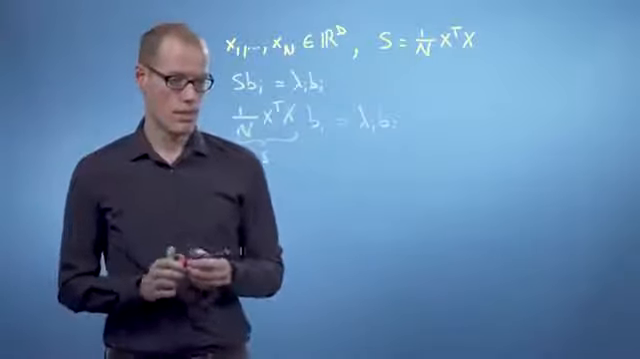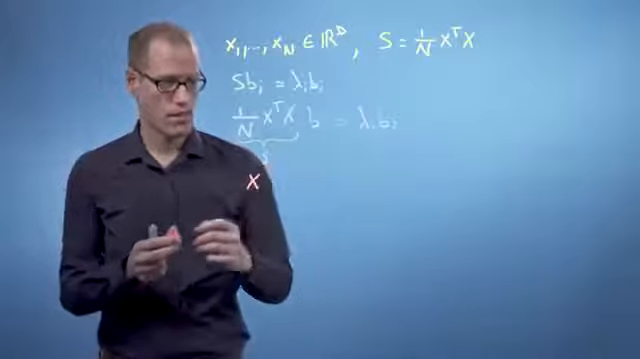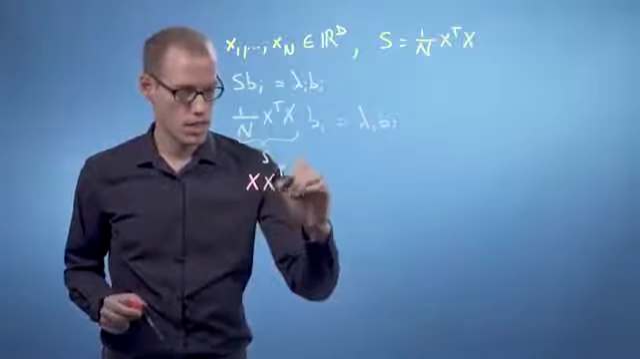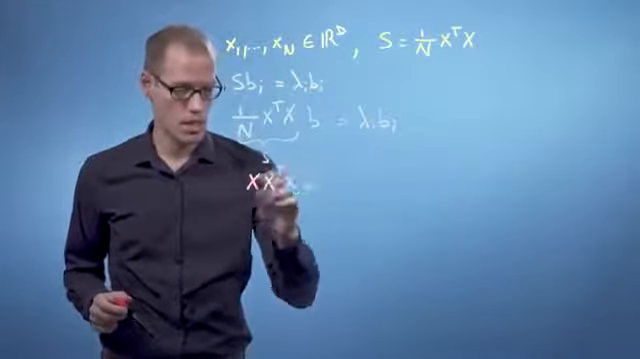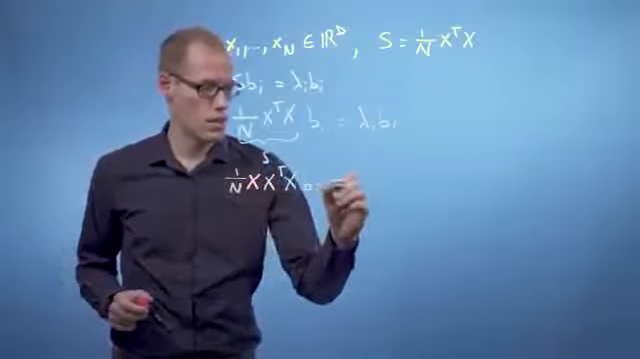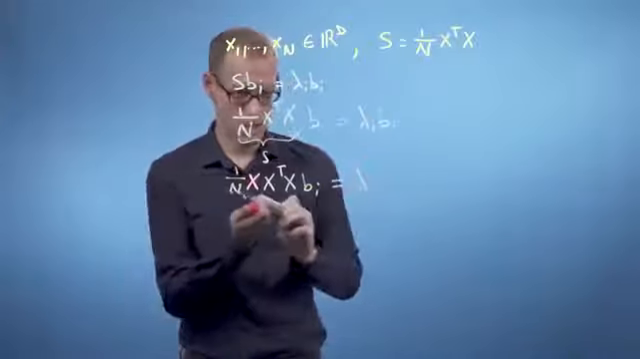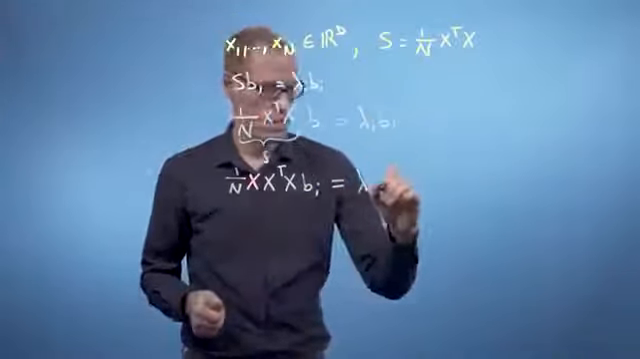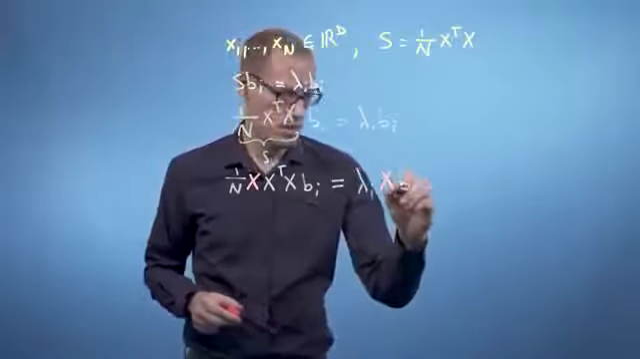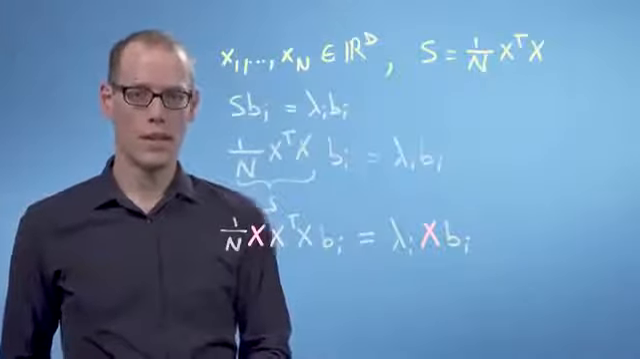So we will get X times X transpose X Bi times 1 over n equals lambda i times X times Bi. And now we have a new eigenvector-eigenvalue equation.